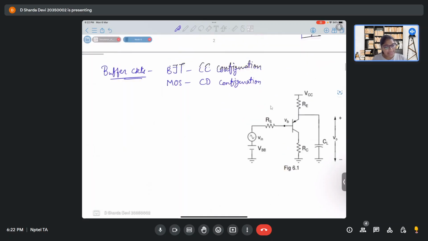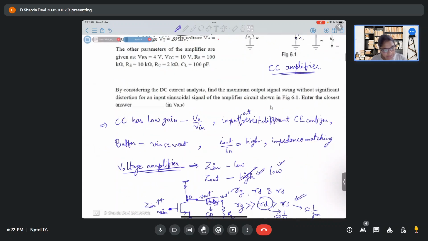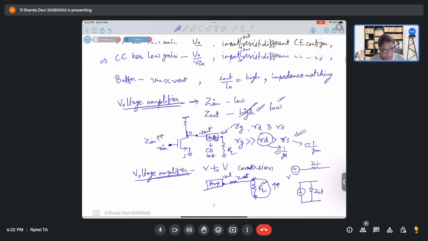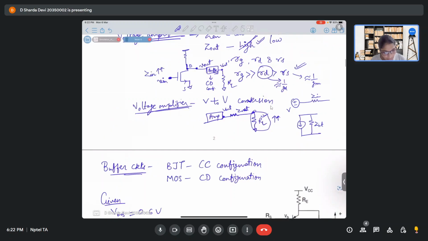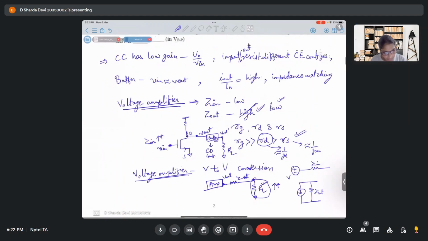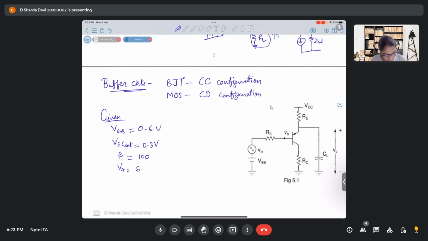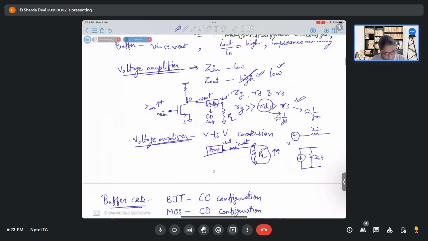Okay, so this was the circuit given, and what is the problem? We have different values with us. So VB, VEB, by 10 pico, C mu 5 pico.